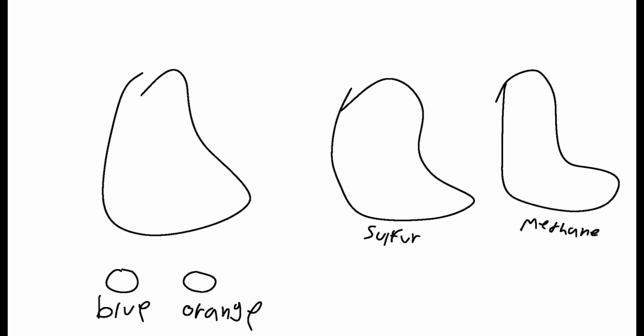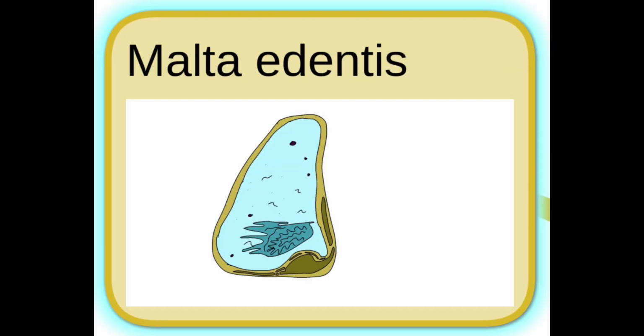These cells may start absorbing the blue, orange, sulfur, and methane producers and absorbers and stuff. These may also live in giant colonies on the seafloor. Here's what a cell would look like. We will name them Malta and Edentis.